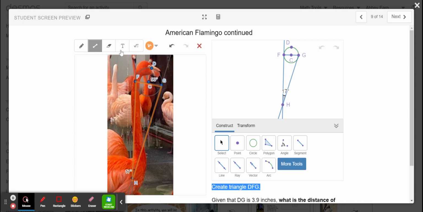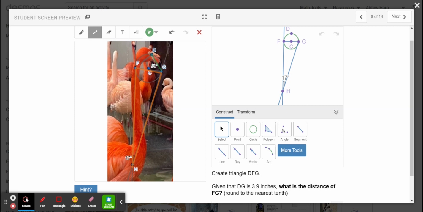I am going to use the sketch pad. I feel like it's just slightly easier. Let me change my color. I'm going to go to green. If I create triangle DFG, that triangle is now in green.